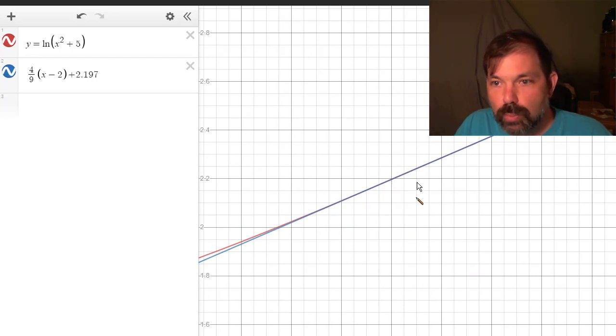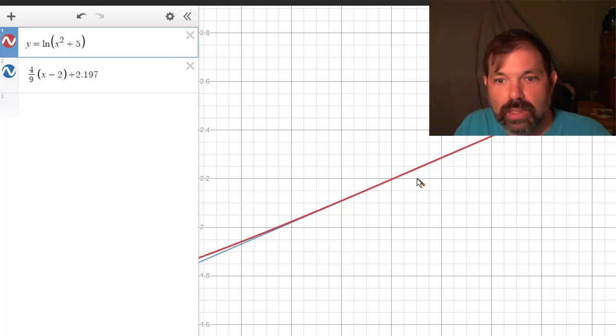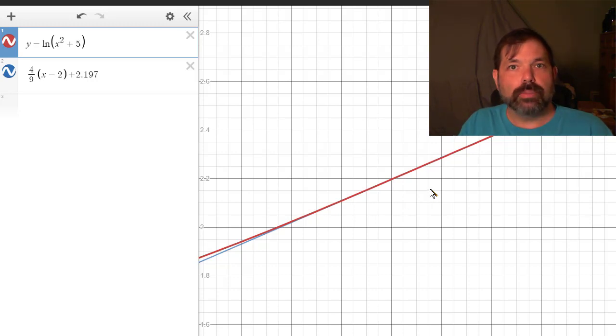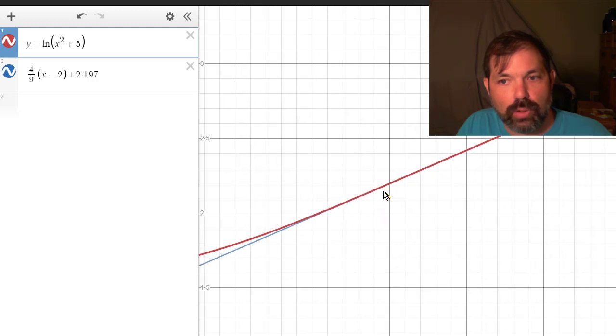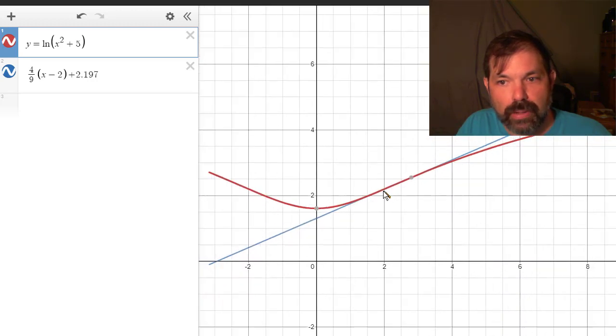And so at 2.1, which is here on this scale, notice that they're almost indistinguishable between the red and you can't even see the blue. So again, this is what a linear approximation does. It gives us a line that approximates a curve. But again, it only approximates the curve near that point.